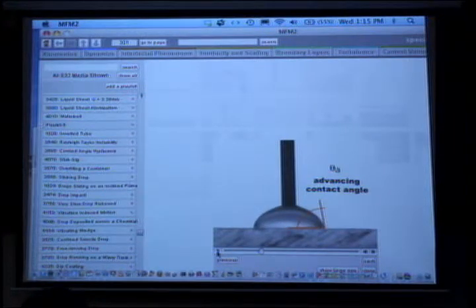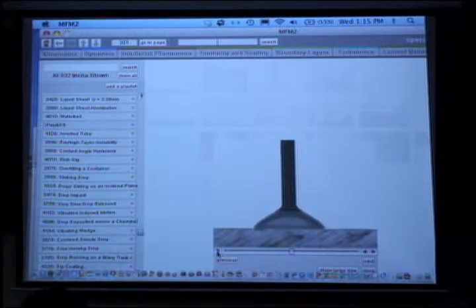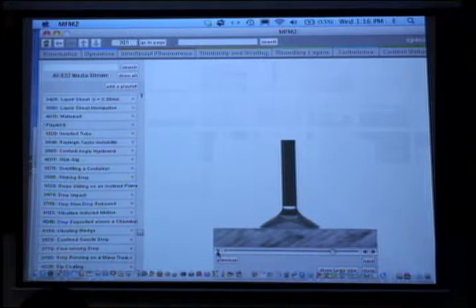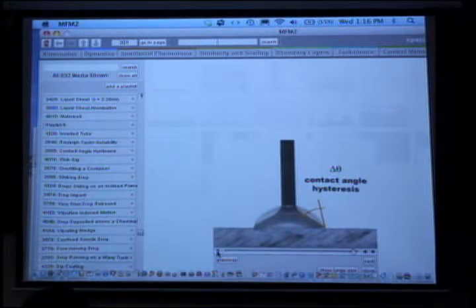Start off with a drop at an equilibrium value, and you see that these angles increase, and then the thing spreads. And now, if you draw fluid out, there will again be, so there's actually a finite range of angles in which the thing is static. But if you exceed the advancing angle or the receding angle, then the situation becomes dynamic and the contact line is no longer stable.